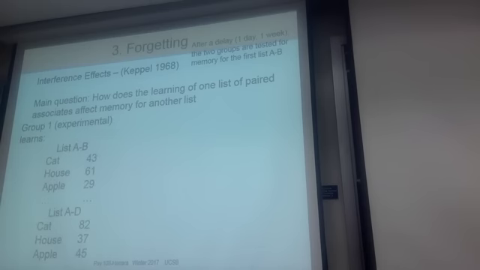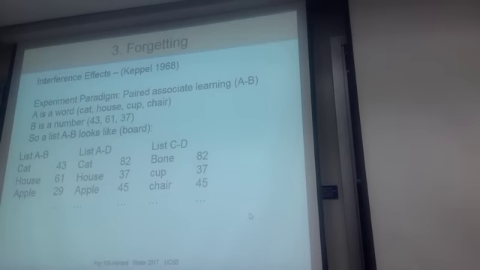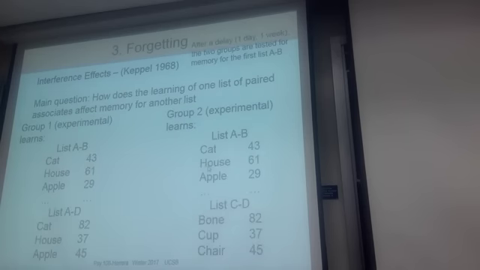Group 1 learns AB and AD. Group 2 learns list AB and list CD. And I think this is correct. I don't think this should have had the same numbers, because in group 2 these should be totally different. It's learning two lists where the words are different and the numbers are different.